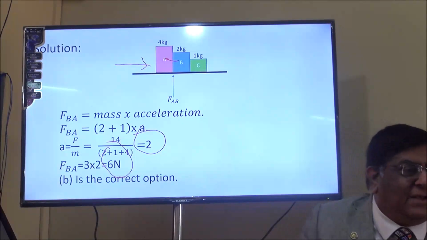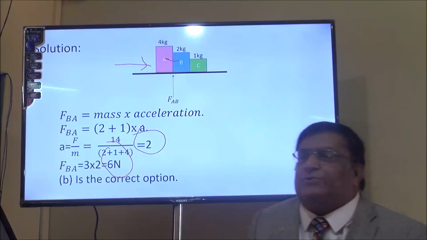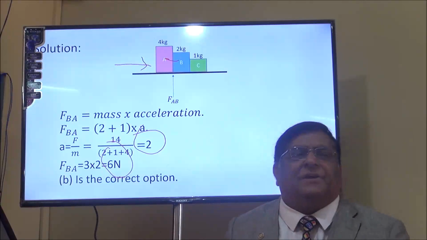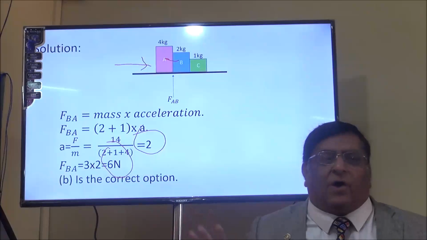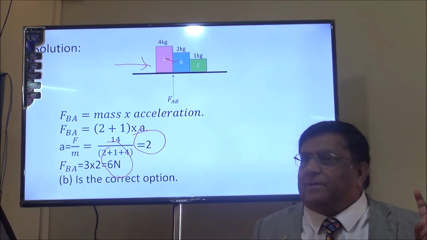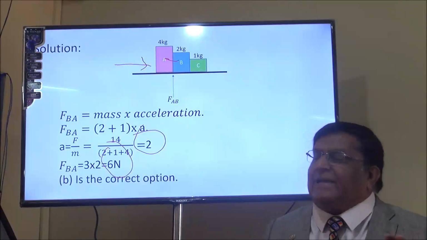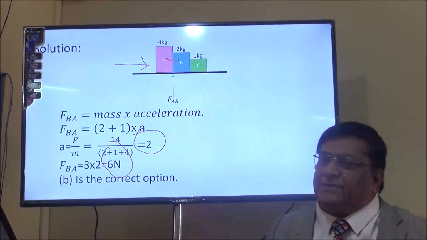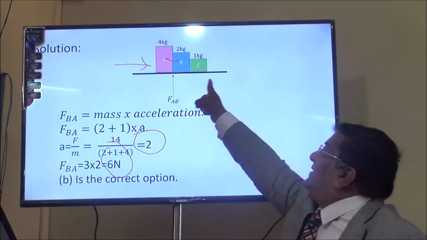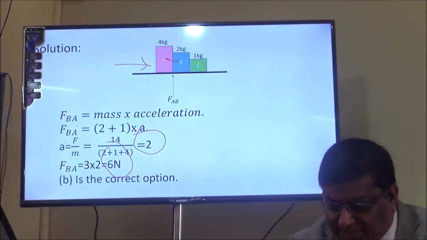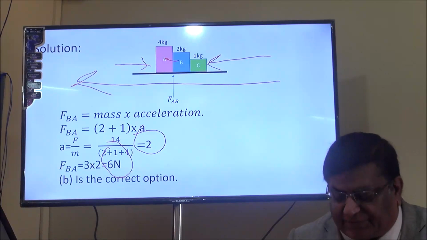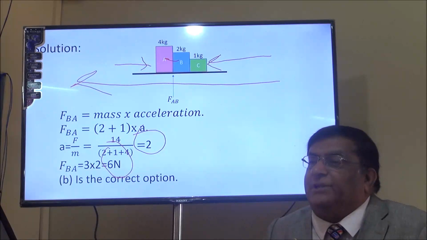This is how we solve whenever there are contact forces. So please remember 2 steps. First, find out the acceleration of the complete system. How will you find it? Total force divided by total mass. Once you get it, that acceleration is attributed to all the parts. Now suppose the train is going in this direction. I am changing it. The train is going in this direction and we are pushing it with 14 Newton.